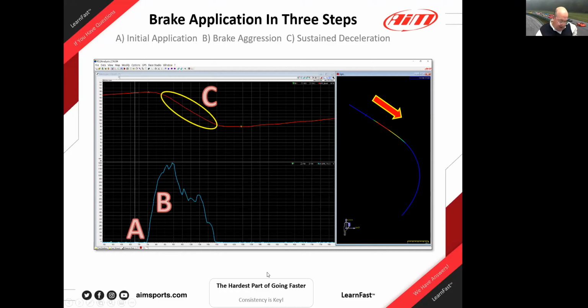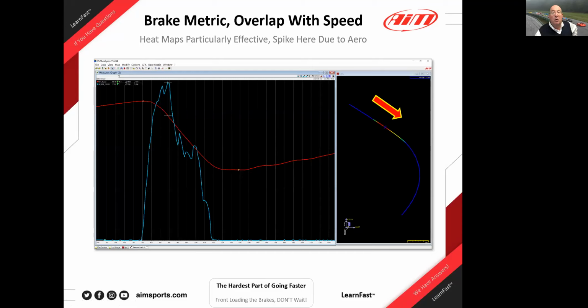Then the next step would be the brake metric, overlap it with speed so that you can determine, are you progressively and continuously decelerating? Heat maps are particularly effective. The spike in this particular slide is due to the fact that the car has enough aero download onto the tire contact patches that it can stand getting really, really big pressure.